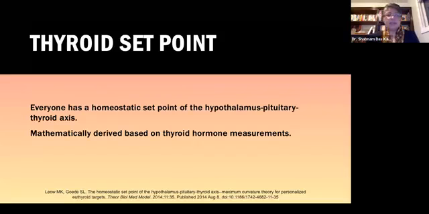The next thing is the thyroid set point. This is, like I said, a very interesting study that came out of Singapore. I've been in conversation with both the authors, and it's a mathematically derived algorithm. If you go through that paper, you will realize it's very complex mathematics, but they have explained it to me very well. The bottom line is, this particular algorithm needs to be validated in different ethnicities.